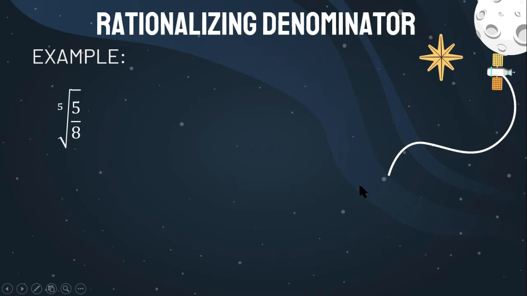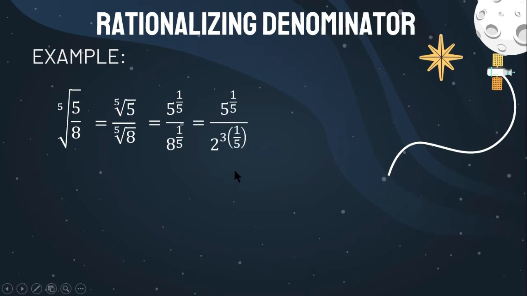Next example. The fifth root of 5 over 8. So I just separate the root. So fifth root of 5 over fifth root of 8. And then I converted it into rational exponent. So 5 raised to 1/5 and then 8 raised to 1/5. Okay? And then I'm going to multiply something by 8 raised to 1 over 5 to make the exponent 1.